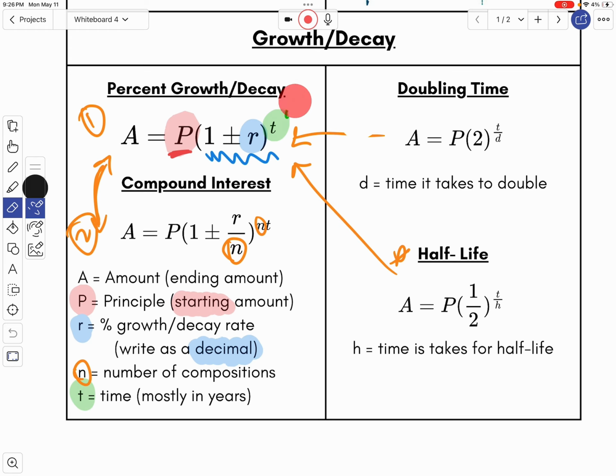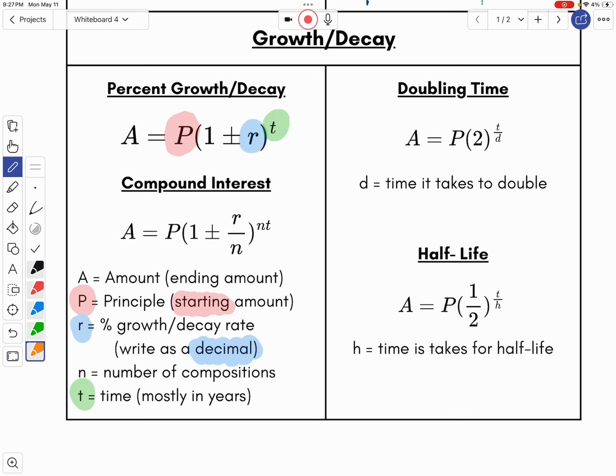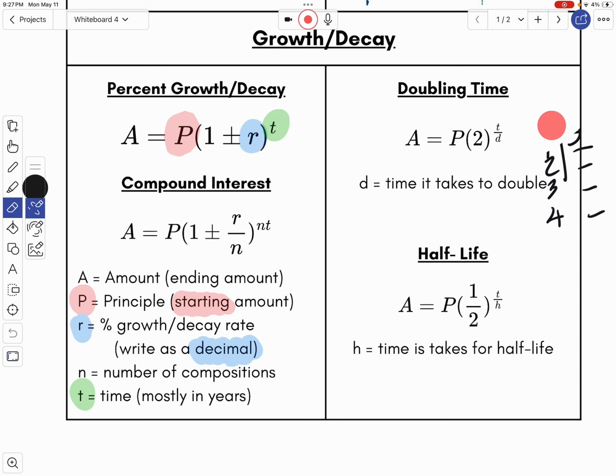A lot of times when they ask you to solve for something, or what is the doubling time, how long does it take to double something, if you're panicked, you can build a T-chart and just double these numbers until you get what you need. So there are some options there.